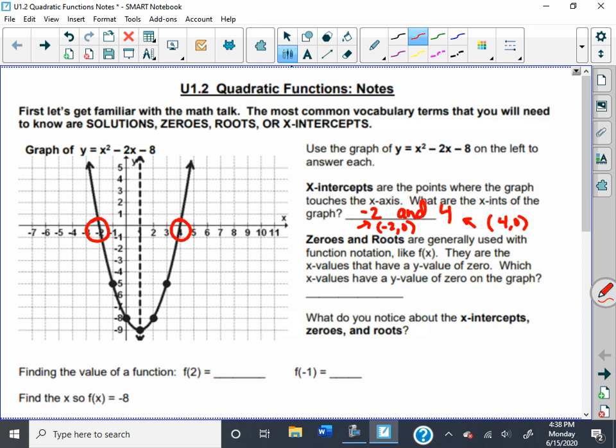All right, so which x values have a y value 0 on the graph? Again, it's just the -2 and the +4. Okay, those two have a y value 0. Again, those are called the x-intercepts or zeros or roots. All right, so it says, what do you notice about the x-intercepts, zeros, or roots? They all are the same. Okay, so it's where the graph crosses the x-axis.